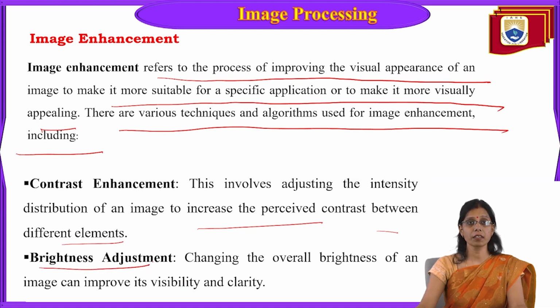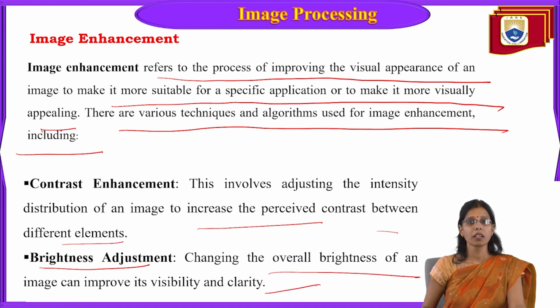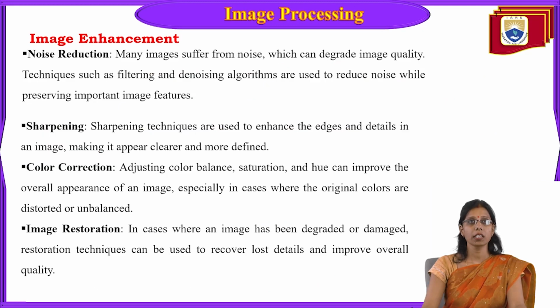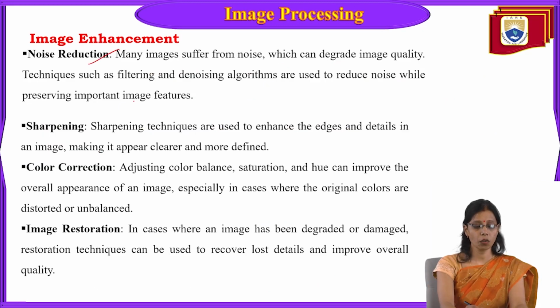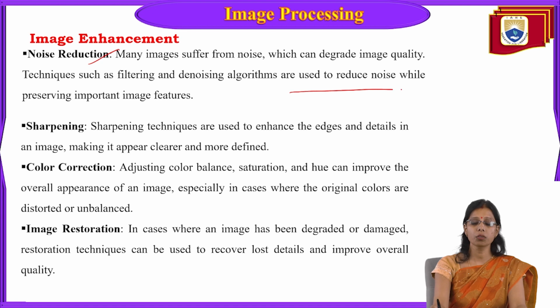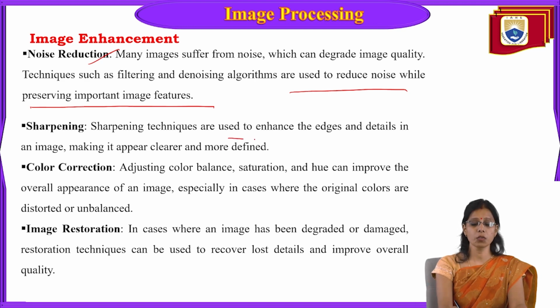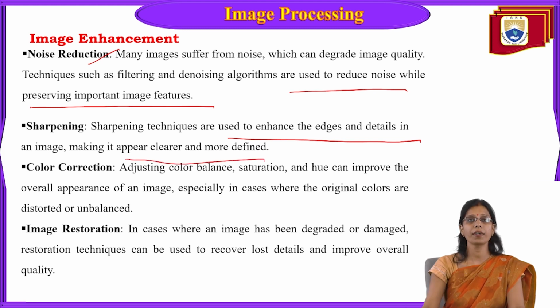Then we have the brightness adjustment. What is brightness adjustment? Changing the overall brightness of an image can improve the visibility and the clarity of the image. And in image enhancement, we can go with noise reduction. What is noise reduction? Many images suffer from noise, which can degrade the image quality. Techniques such as filtering and denoising algorithms are used to reduce the noise levels, preserving important image features. And next, we can sharpen the image. Sharpening techniques are used to enhance the edges and details in an image, making it appear clearer and more defined.